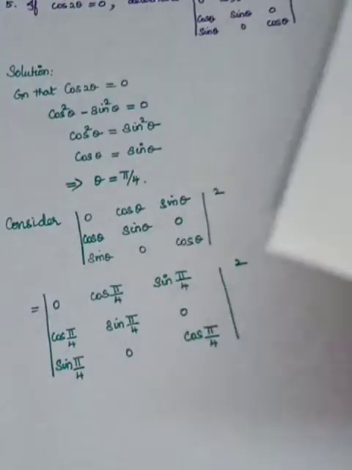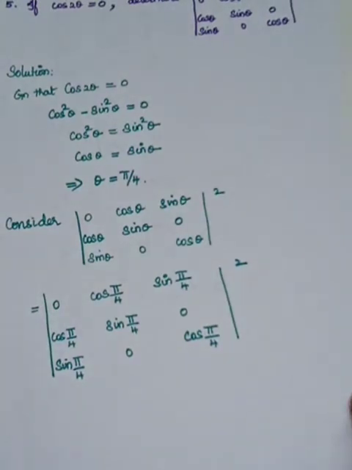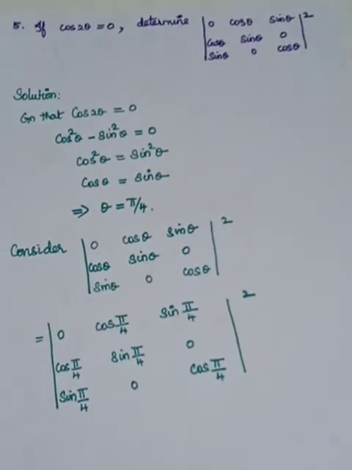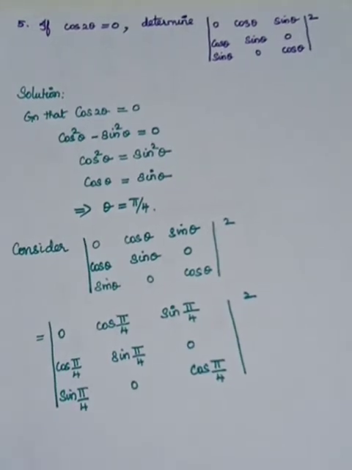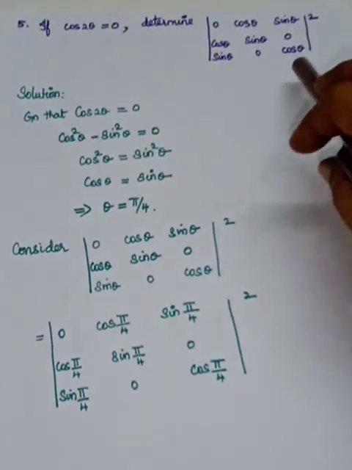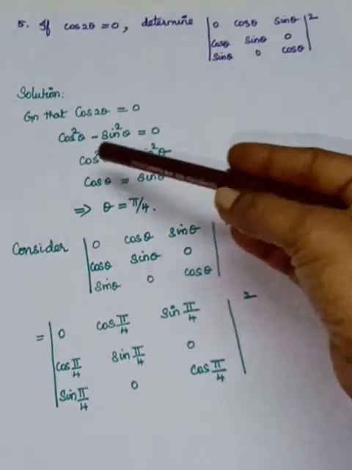So next, the fifth problem, it's important. That is a repeated problem. See what is given: cos theta is equal to cos 2 theta is equal to 0. Determine the determinant the whole square. So we have to find the value of the determinant. Okay, so first you take the result.